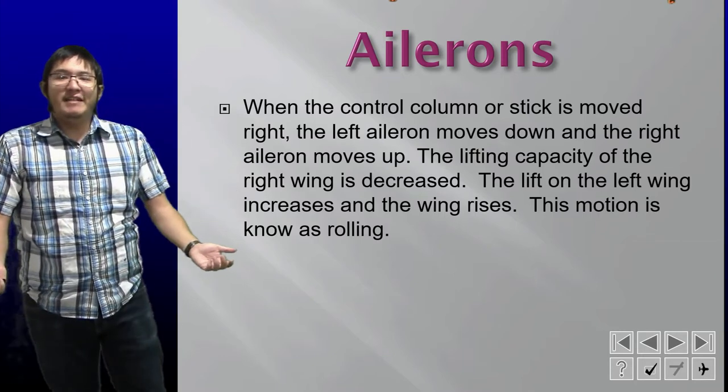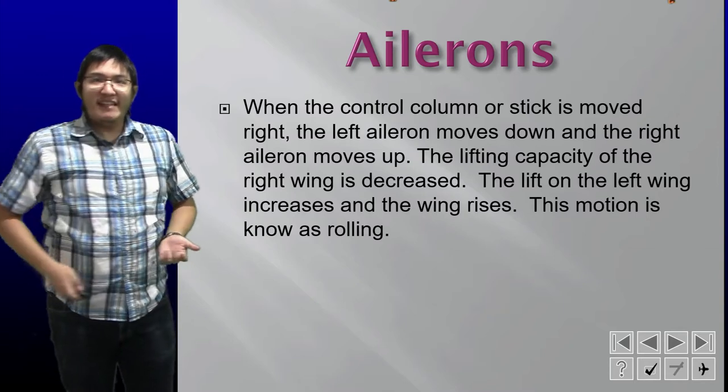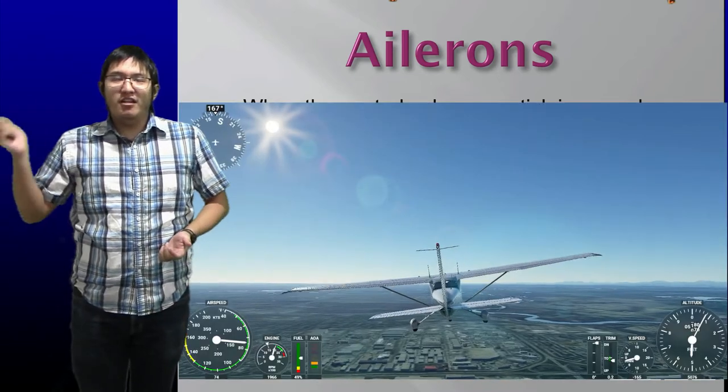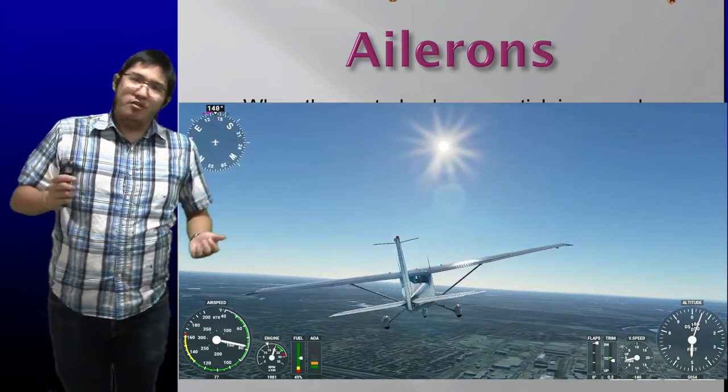So what we're essentially doing here is, let's say we're doing a roll to the left, then we're actually making the right wing create more lift than the left wing. So the result is going to be a rolling motion.